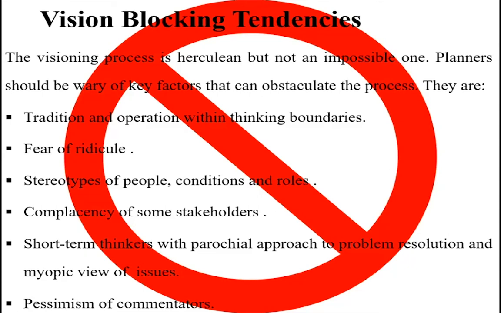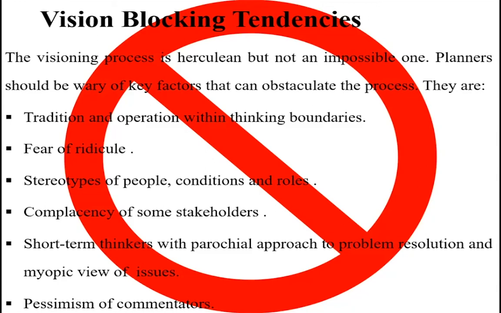The process is a Herculean process, but not an impossible one. Planners should therefore be wary of key factors that can be an impediment to the process, and we can measure a number of them. So when this comes up, don't be discouraged, and don't be dissuaded from doing what is right. No, and we have to reflect on this.